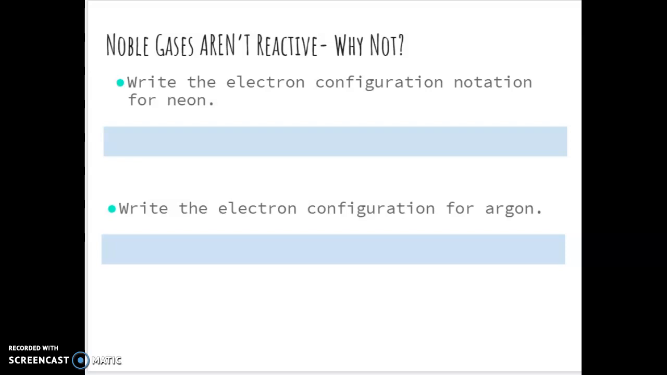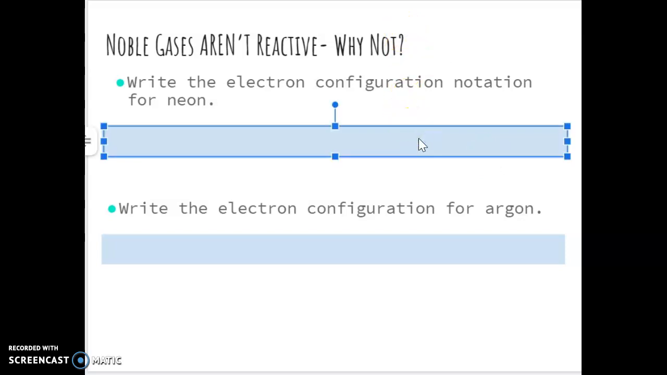So that is where you get the 1s2, 2s2, based on the energy levels, orbital, and the number of electrons. Then write the configuration for argon. Take note that both of these, neon and argon, are noble gases. And think about why are they not reactive?